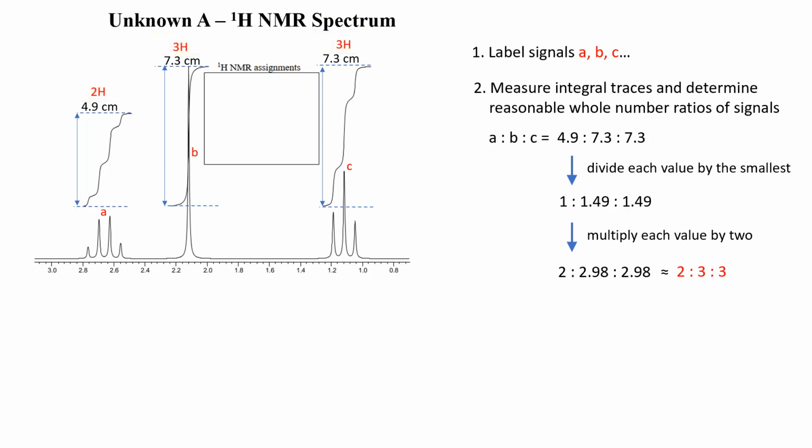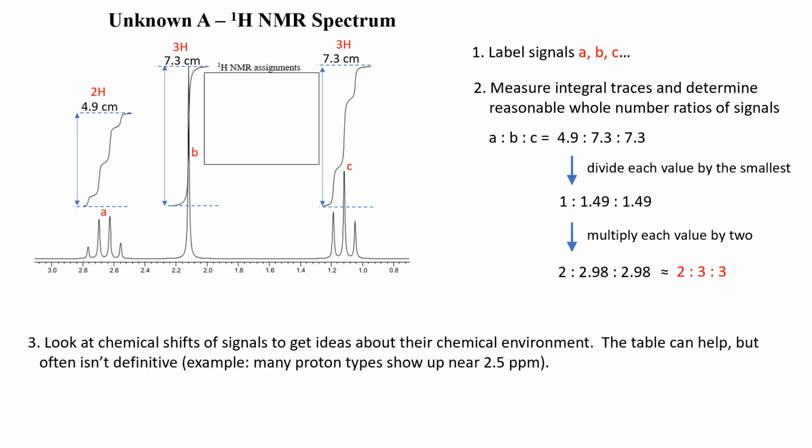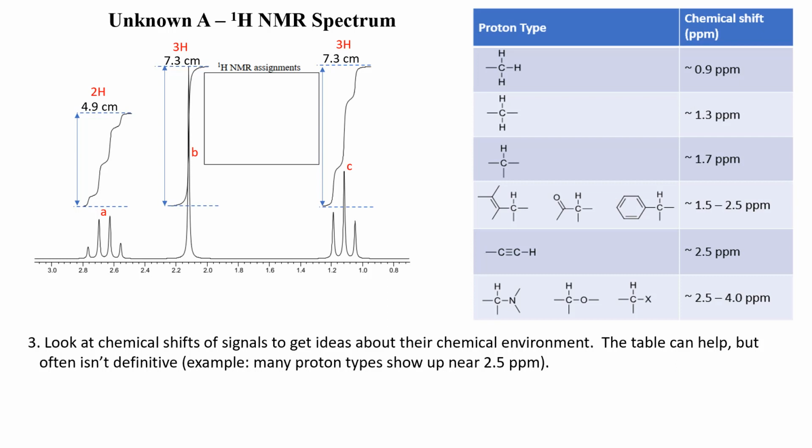Next, we're going to look at the chemical shift values of the signals to try to get an idea about their chemical environment. The table that I provided in a previous video can help, but it isn't definitive, and you have to be careful how you interpret it. For example, there are many proton signals that show up near 2.5, which is about where our signal A appears. Here's a portion of the table that I provided to show you what I'm talking about. There are a number of different proton types that appear near 2.5 parts per million. And if the proton NMR were the only thing we had, you wouldn't really know which one it might be.